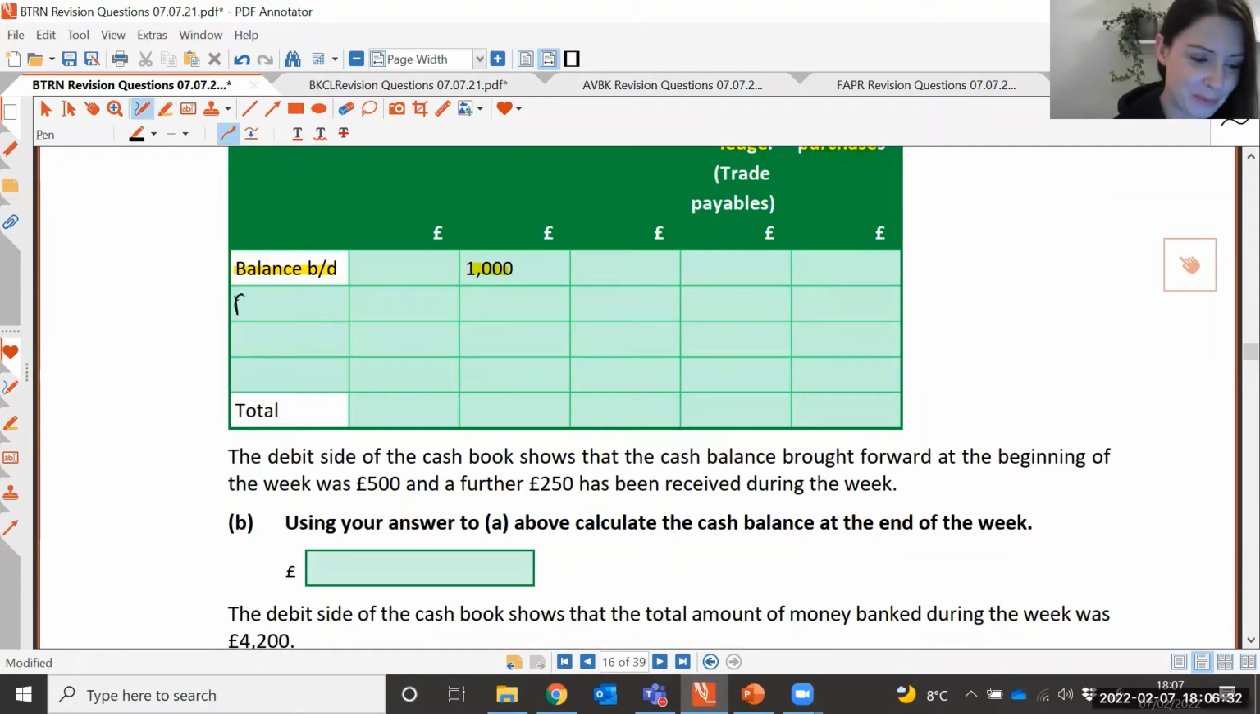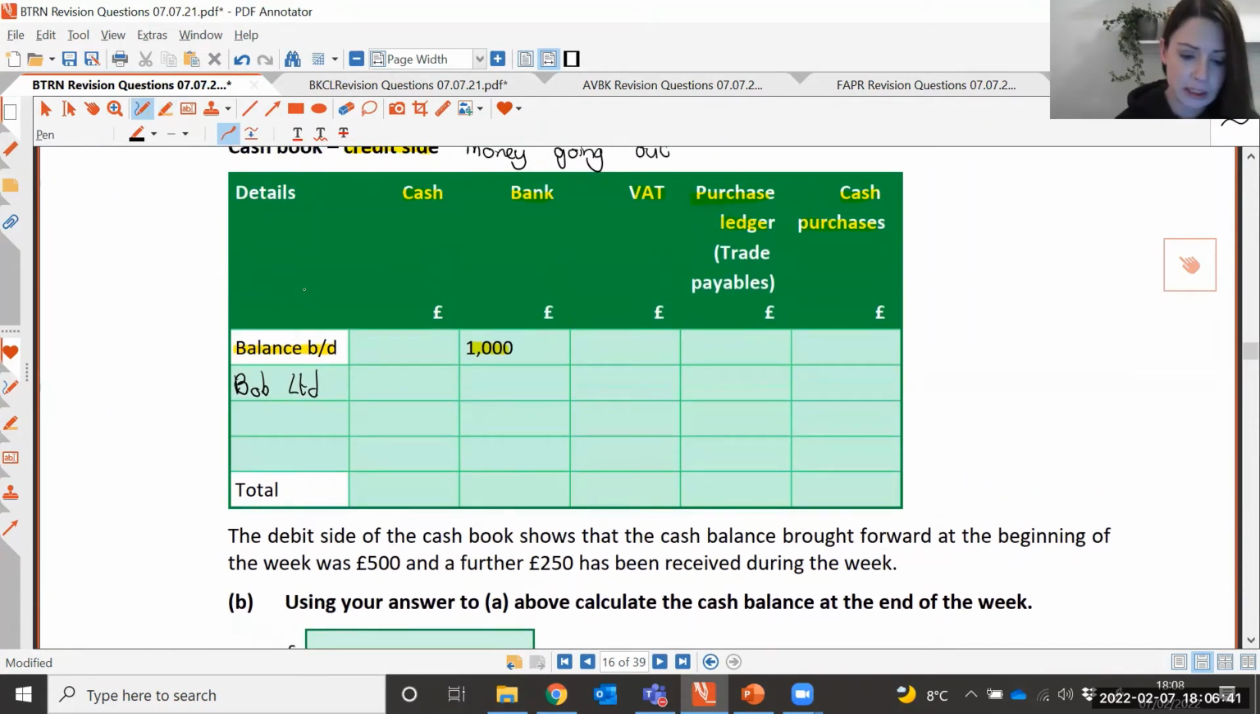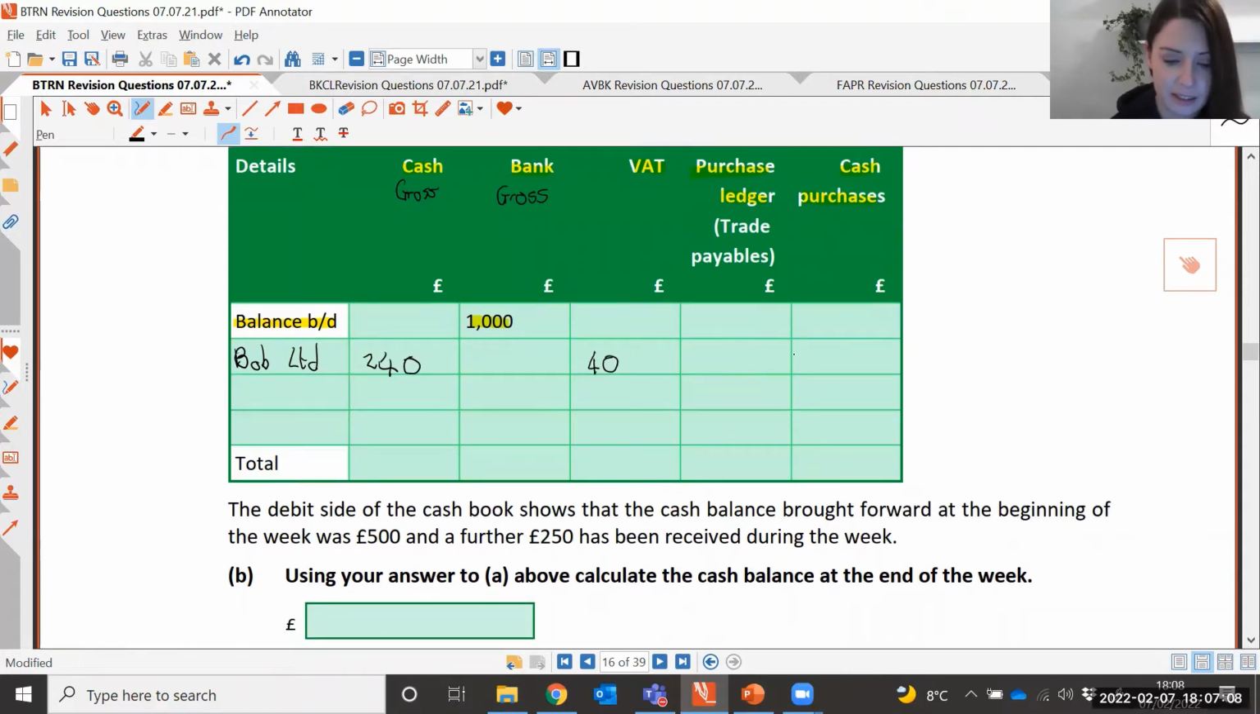Yeah, so the details column, we'll put Bob Limited. Just make sure that you can see the headings and the columns. So remember, this is a cash listing. So into the cash column, we will enter the gross amount. Into the cash column and the bank column, we will always enter the gross figures. That was 240. And we had the VAT of 40. And remember, it's a cash listing. So we'll enter £200 net into the cash purchases column.